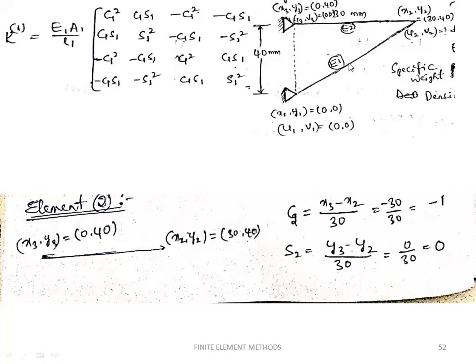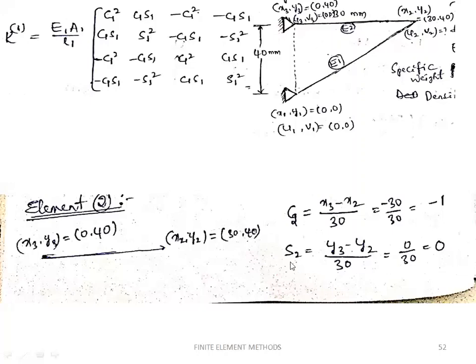So if theta 2 is going to be 0, therefore we only need to find out cos theta, then sin theta becomes 0 because there is no vertical axis. So only horizontal is there. Therefore cos theta 2 can be defined as the ratio of x3 minus x2 divided by the length of the member. Here the length of the member is equal to 30, x2 is equal to 30 and x3 is equal to 0. So minus 30 divided by 30 you will get minus 1. So this is C2, and S2 becomes 0.